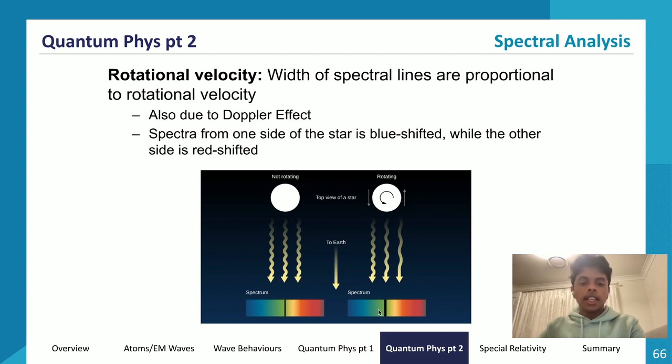This is also an application of the Doppler effect. The spectral lines will have a greater width, so they'll basically get pulled apart more. So the width of the spectral lines is proportional to rotational velocity. So that is rotational velocity.